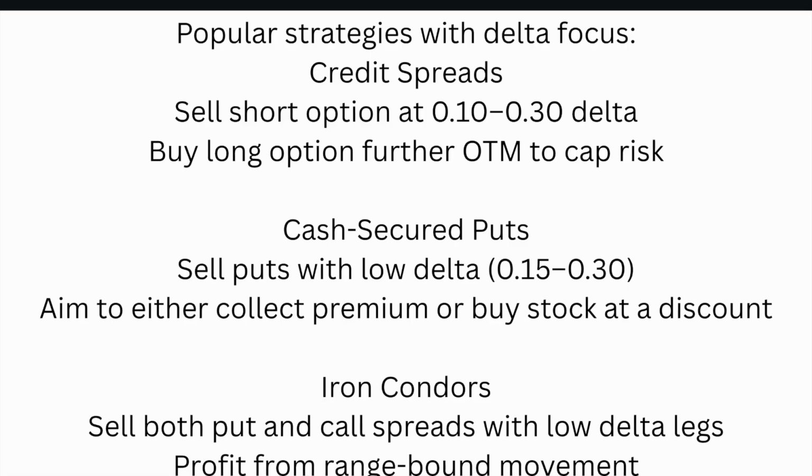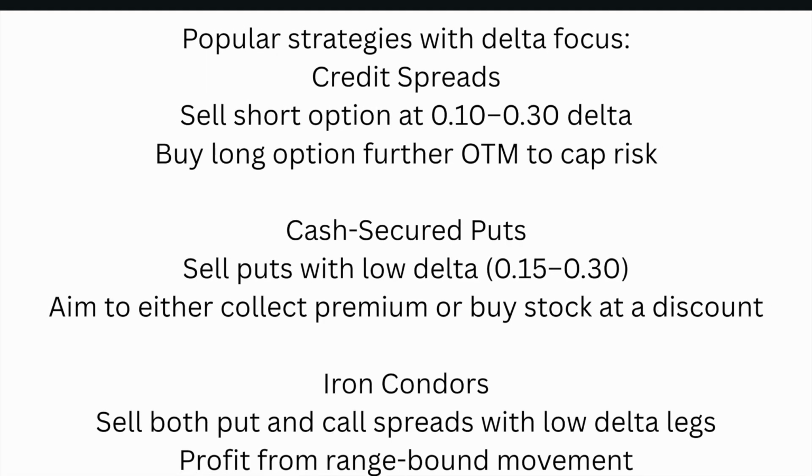So, popular strategies with just the delta. For credit spreads, you could sell the short option between 0.1 to 0.3 delta. Sometimes I'll typically go a little lower than 0.3. Sometimes I might even go a little less than 0.1. For 0 DTE, I typically look around 0.07, 0.08 delta. And then you want to buy the long option further out of the money to cap your risk. This makes it a defined risk trade.